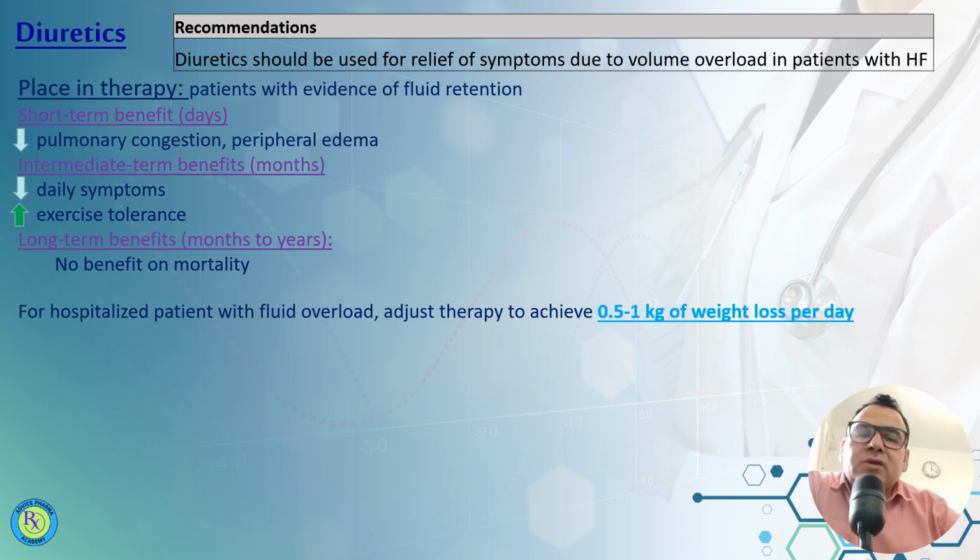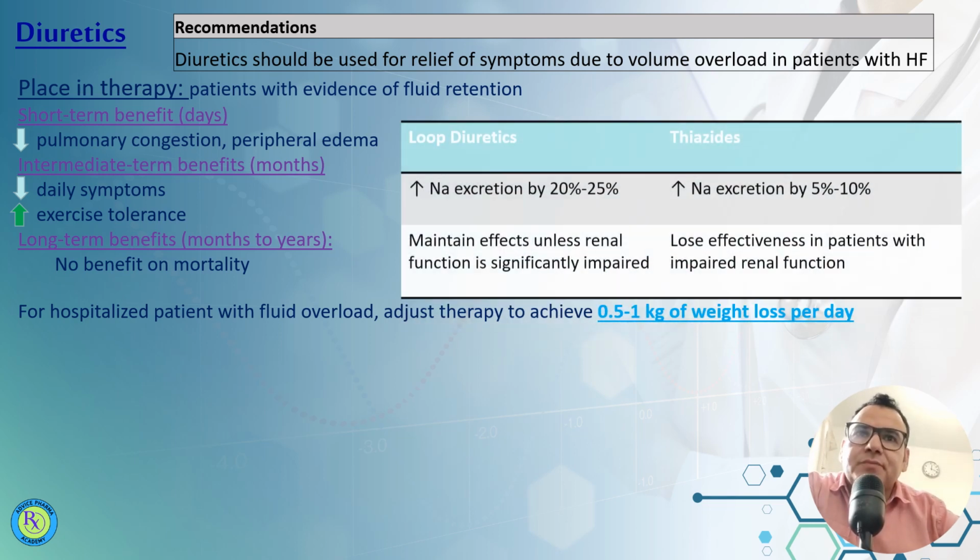They have long-term benefits in months and years, but this one has no benefit in the long term. They don't have any effect on mortality and morbidity. This is why they should be short-term in case of a patient having fluid overload. And if the patient is hospitalized, during hospitalization there is a goal to reduce patient weight by 0.5 to 1 kg per day using diuretics. So the diuretic dose can be titrated to achieve this target.